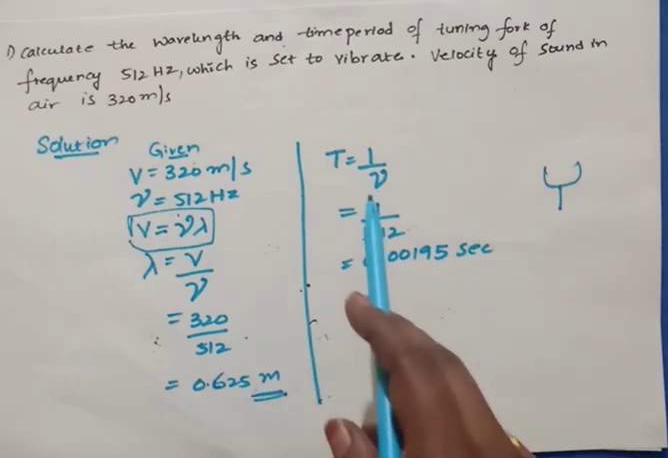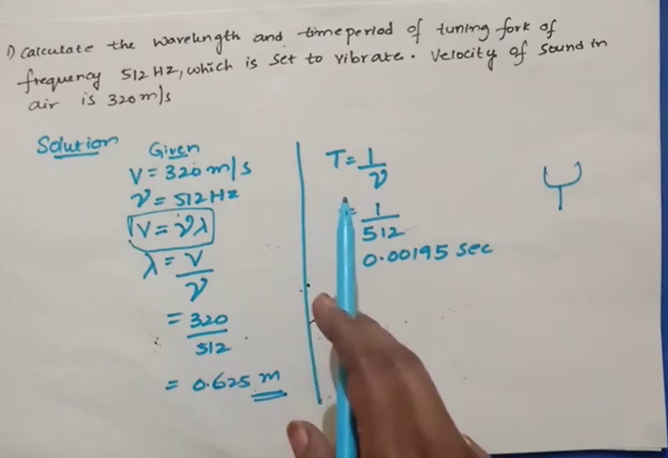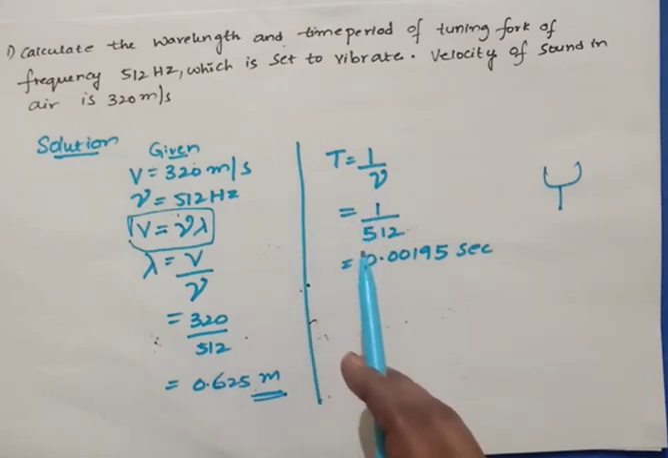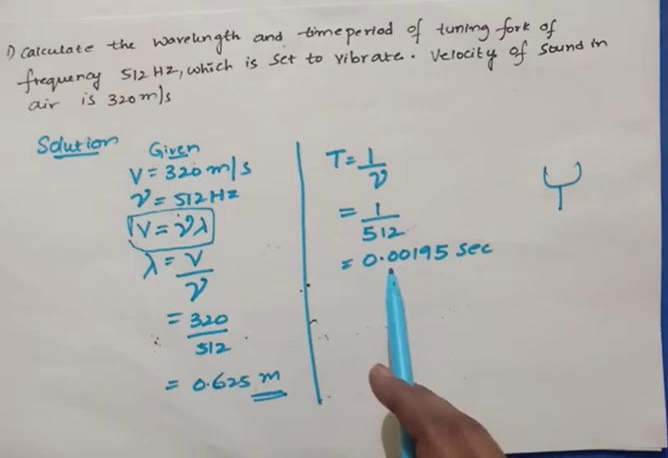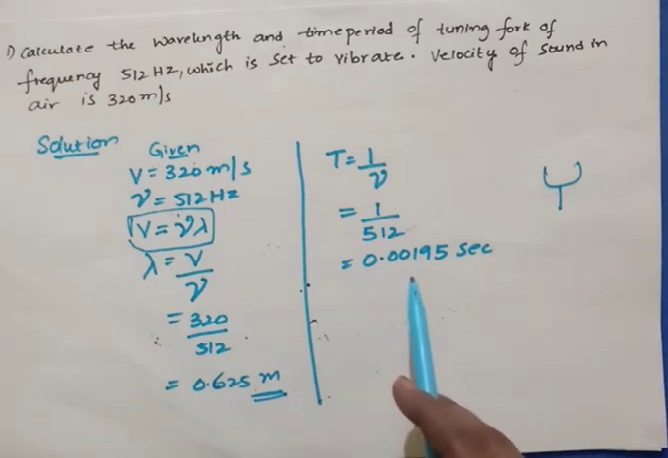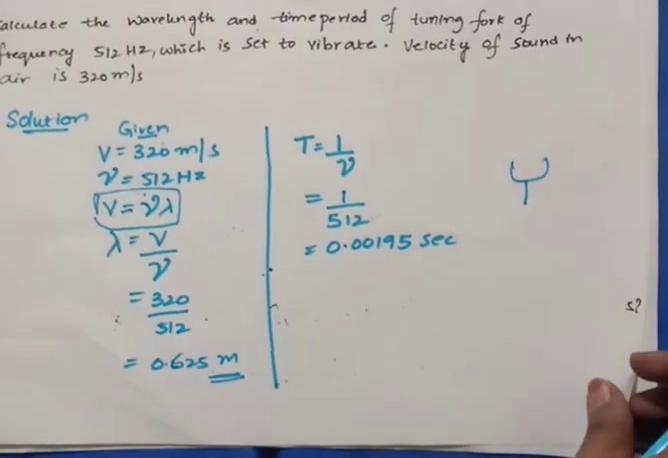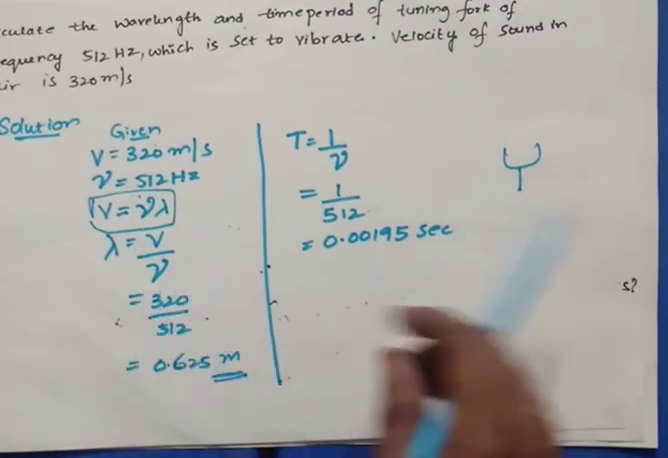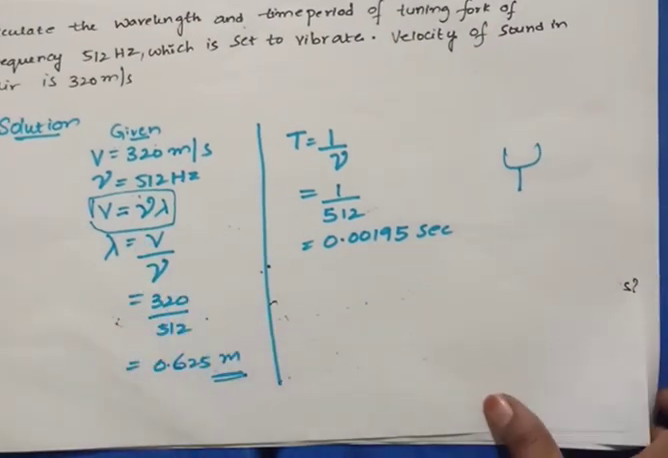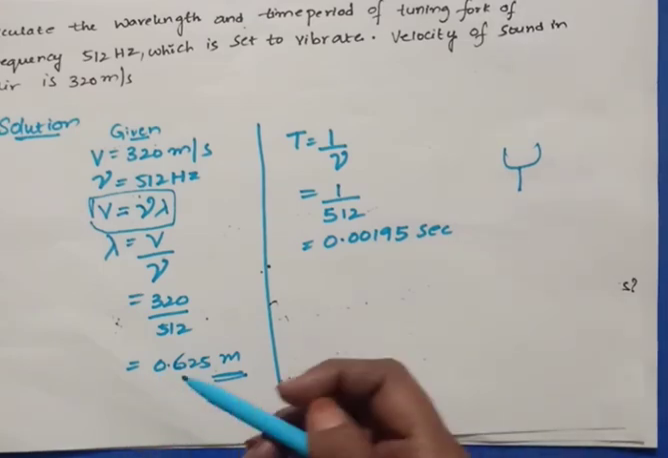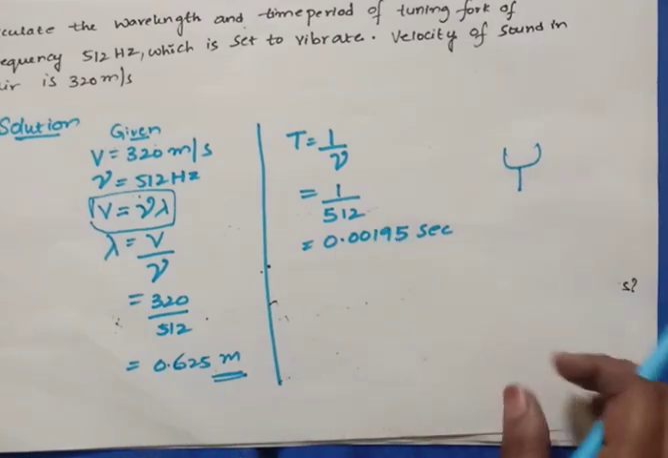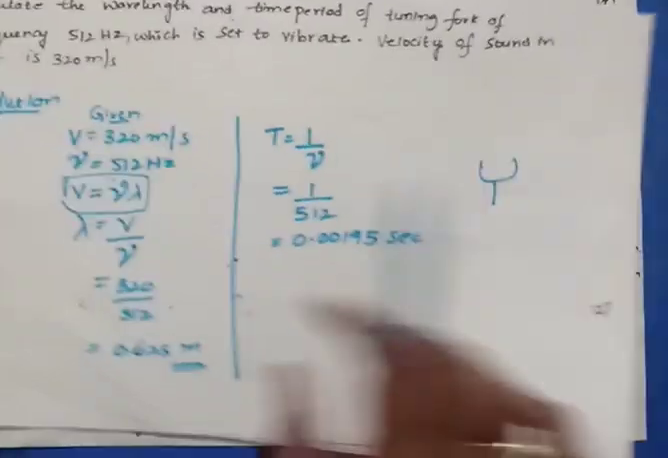Now to calculate the time period, T is equal to 1 by nu, which is equal to 1 by 512, which is equal to 0.00195 seconds. So this way, when two factors are given, we can find out the third one, and by substituting the value of frequency, even the time period can be found.